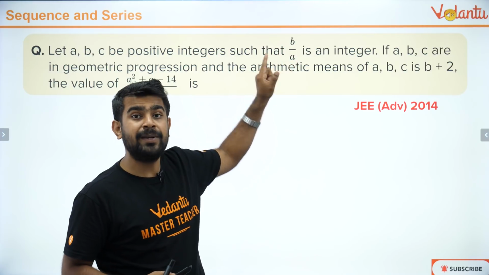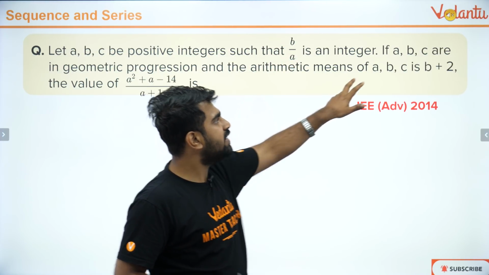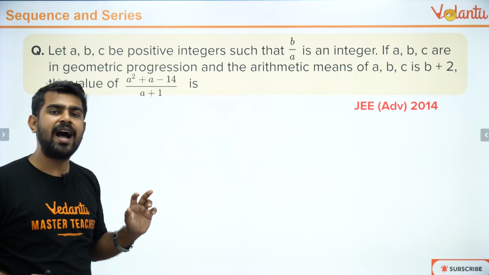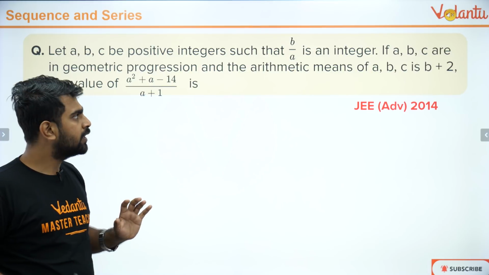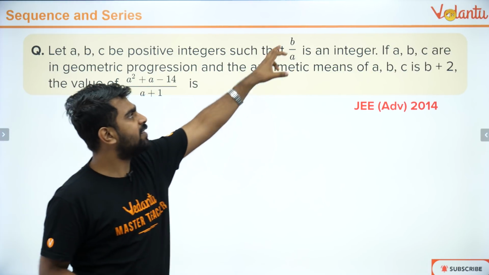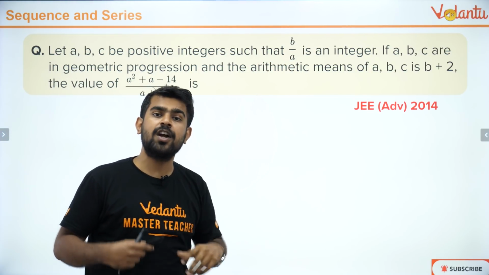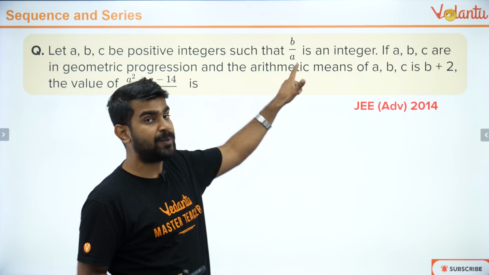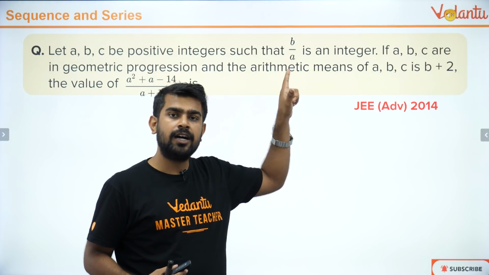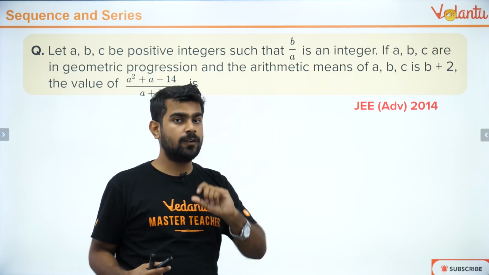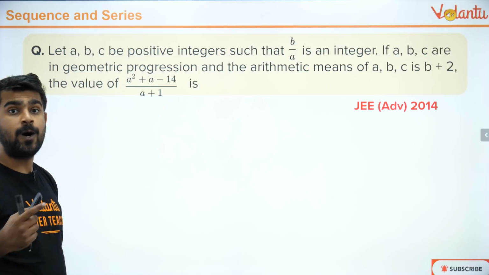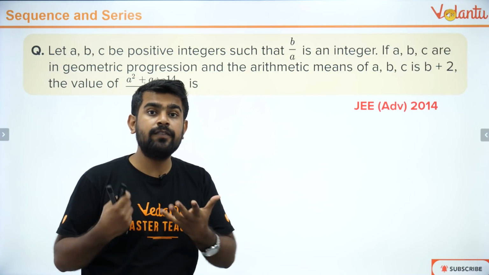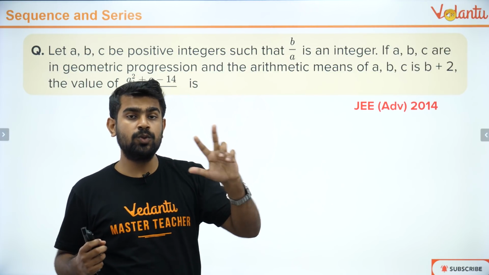And second information is B by A is an integer. And then they are saying A, B, C are in geometric progression. So you have A, B, C to be in GP. If A, B, C are in GP, what is B by A? B by A is nothing but the common ratio. So indirectly they are telling you the common ratio of this particular GP is actually an integer. That is a very good point. And it should be a positive integer. Why? Because A, B, C are positive. See, look at how much information we can gather just by reading two sentences.